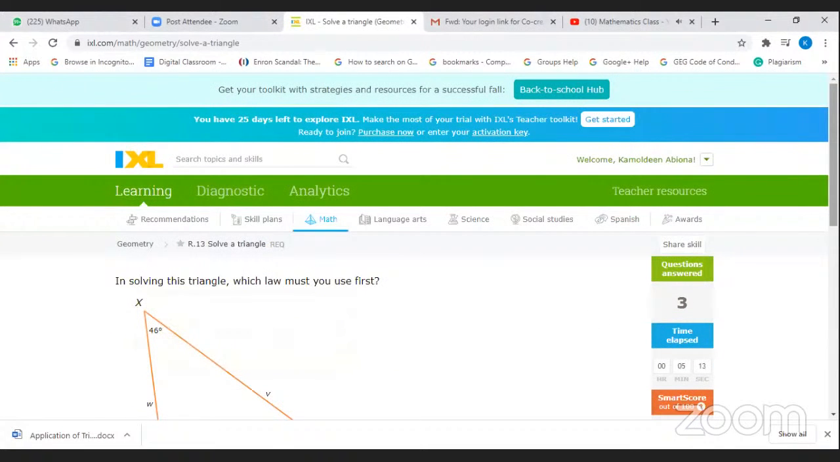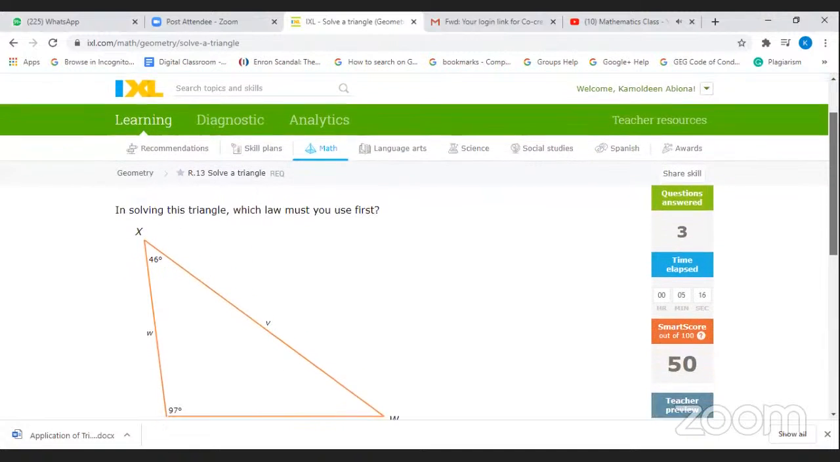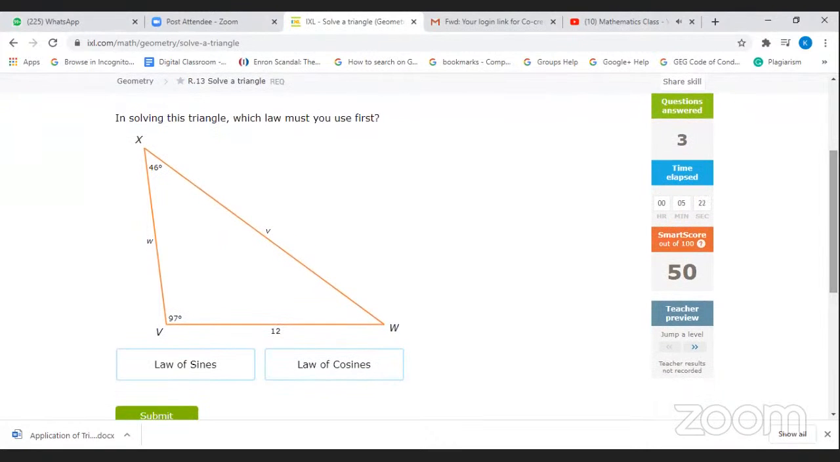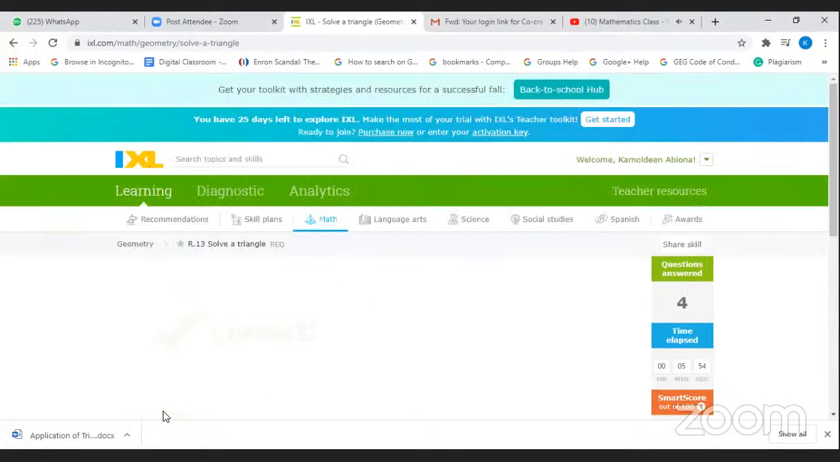So that's that. Then the next one here is, in solving this triangle, which law must you use first? So let's look at this one too. This is 46 degrees. We have been given 12. That's the opposite. And then this case too. So if you look at it, since we have been given the angle and the opposite side and the corresponding angle, in such a case, the next thing we do is to use our sine rule to find the next. So sine rule, can submit that.